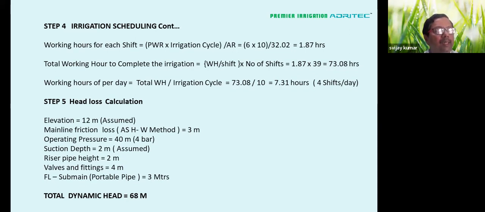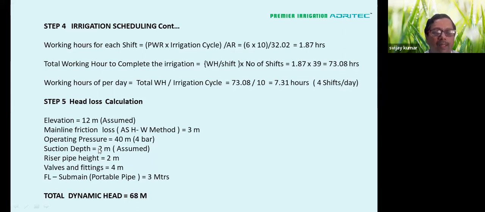Once this has been completed, you need to get into the head loss calculation. The elevation from the river to the plot is around 12 meters. It's quite a steep elevation. For the mainline friction loss, you will have to calculate the length, but for simplicity I am assuming around 3 meters. The operating pressure, unlike the earlier sprinkler, which was just 20 meters, is now going to be 40 meters, which you have to add up.